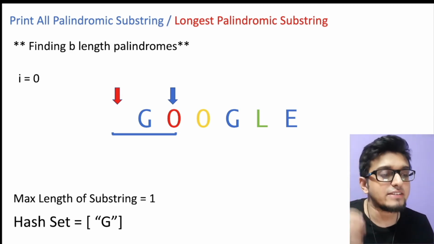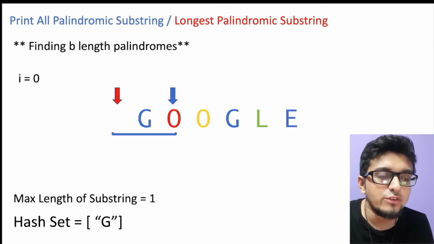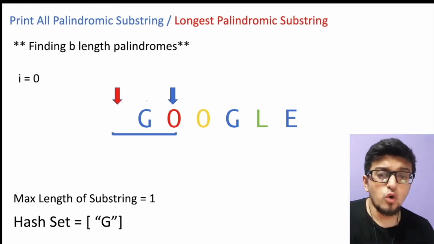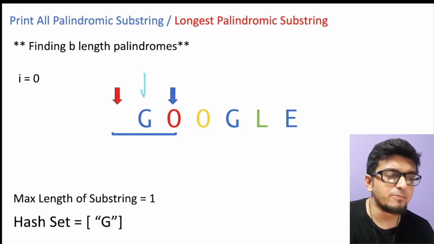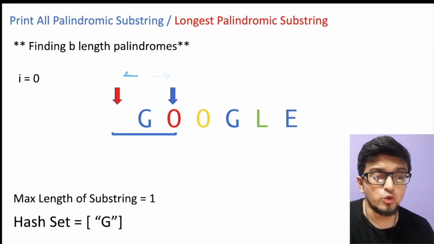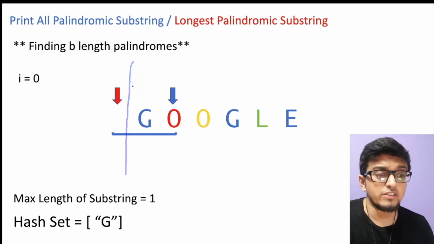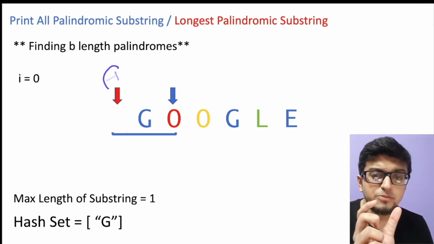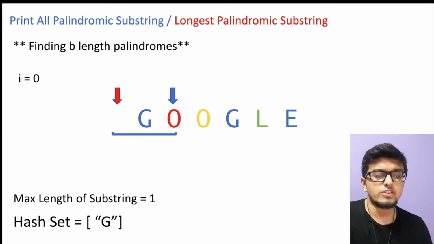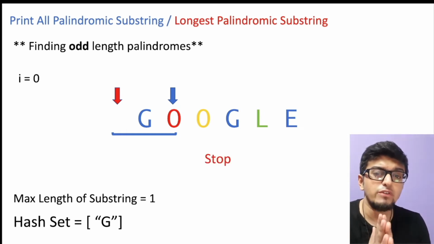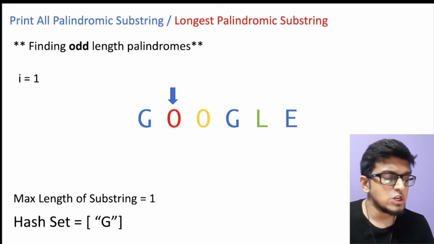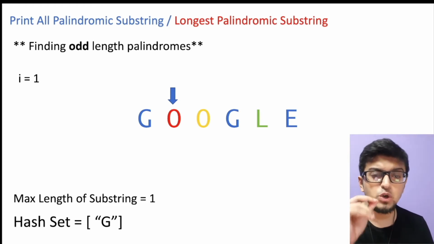So for the first time, you can see we are increasing our window size to 1. So over here, keeping G as our central point, we are increasing the window size with the help of the 2 pointers. But over here you can see that our left pointer, which is our low pointer, has already gone outside our string boundary. So obviously we cannot take this substring into consideration. So we will stop the iteration over here and we will increase the value of I. So let's increase the value of I equal to 1.